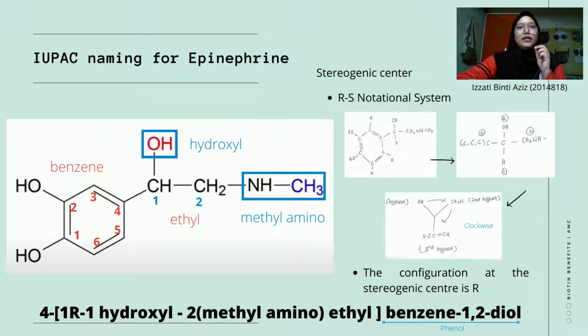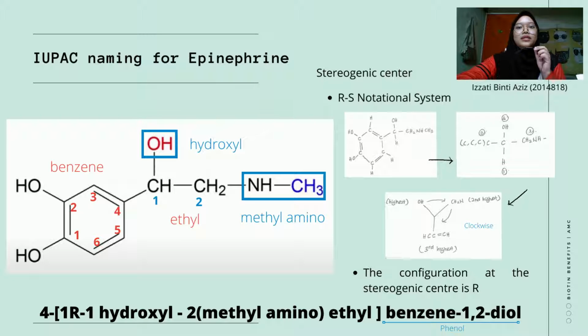It is not done yet, since there is a stereogenic center, which is carbon 1 of ethyl. So we need to use the RS notational system. As you can see, that carbon bears 4 different substituents. First, rank them in order of decreasing precedence, determined by atomic number. Therefore, the highest is OH, followed by CH2NH, the carbon, and the last one is hydrogen.